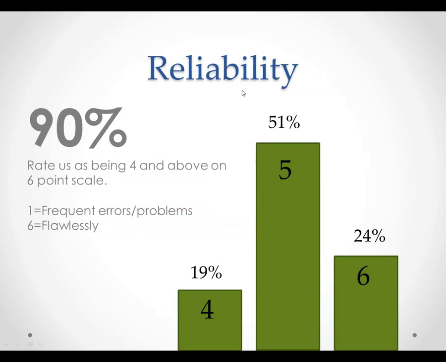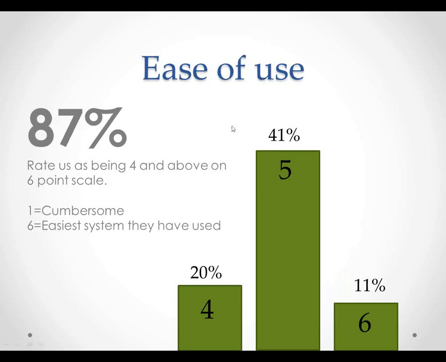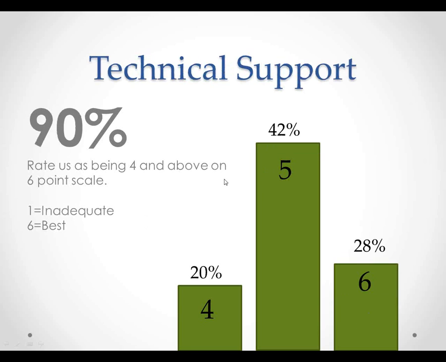Now, we won't have too many charts in this presentation, but I did want to go over a couple of quick things that we track on a regular basis. We track our reliability, our ease of use, and our technical support. These are the three core things that we're always on top of to make sure everyone's getting the best experience out of Wild Apricot.